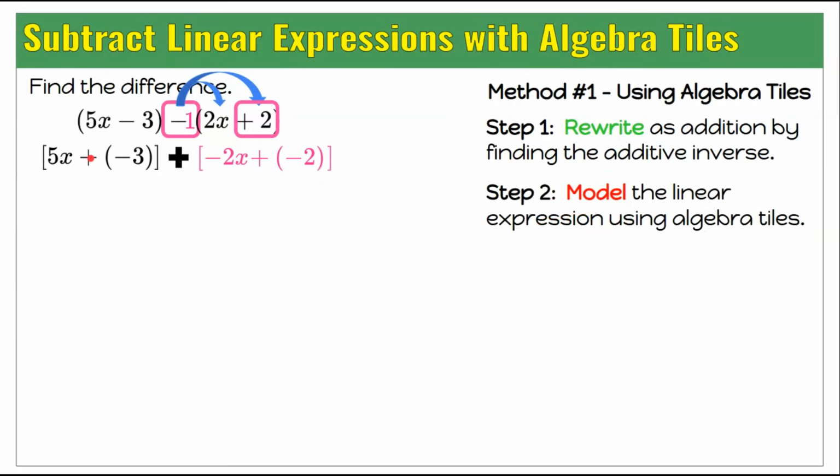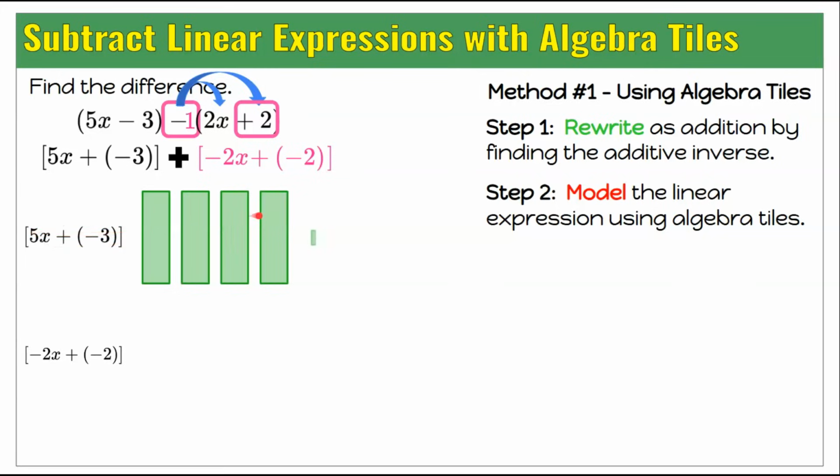All right, let's go ahead and do step 2, which is to model the linear expression using algebra tiles. So we're going to take our first term and our second expression. I'm going to make 5 long x tiles. They're positive, so they're green. 1, 2, 3, 4, 5 x's. And I need 3 integer tiles that are negative. So red ones, 1, 2, and 3.